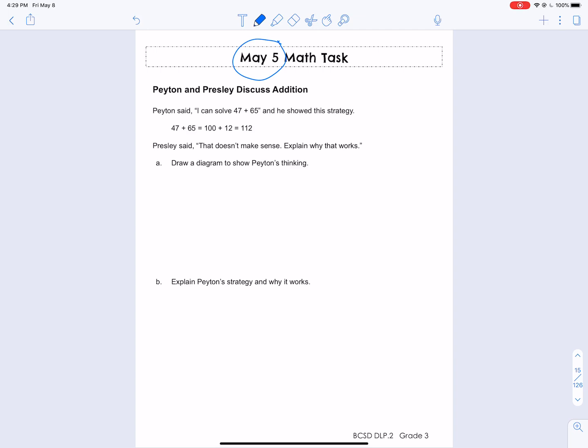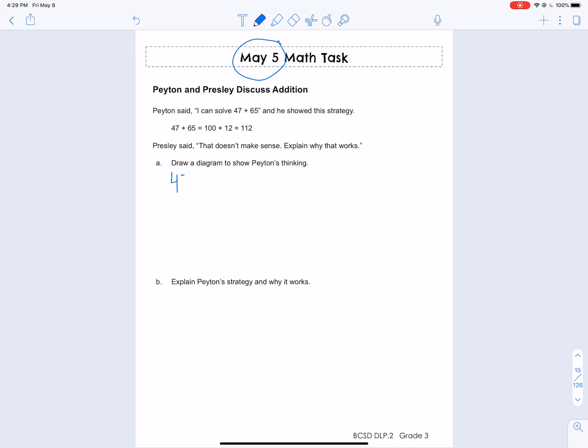Peyton and Presley discuss addition. Peyton said, I can solve 47 plus 65, and he showed this strategy. 47 plus 65 equals 100 plus 12 equals 112. Presley said, that doesn't make sense. A, explain why that works. Draw a diagram to show Peyton's thinking. And then B, explain Peyton's strategy and why it works.